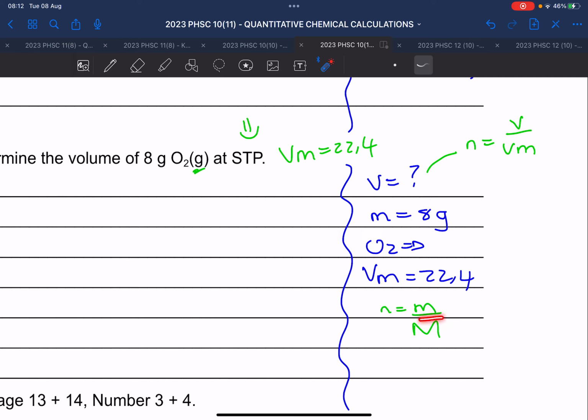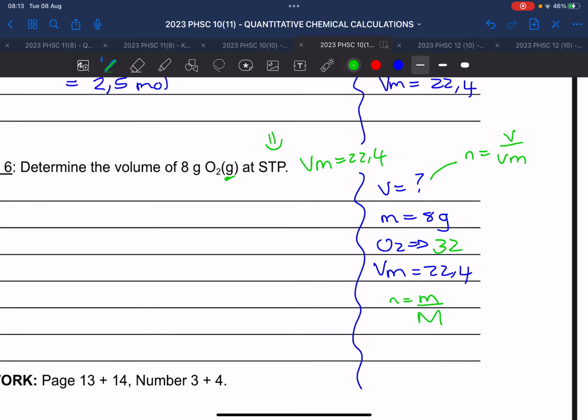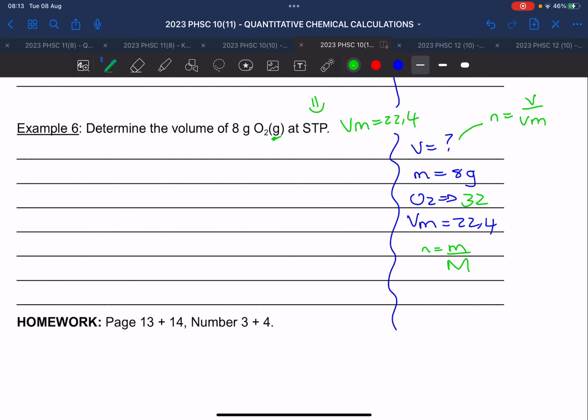Okay, do I have the molar mass? No, but yes, I can calculate it because I do have the formula. It's oxygen. One oxygen is 16, but it's a diatomic molecule, so it gives us 32. This question also counts 5 marks, and 5 marks normally tells you 2 calculations. So we are first going to get the mole with the help of the mass formula. It's 8 over 32. And that gives us a fourth, which is 0.25 mole.